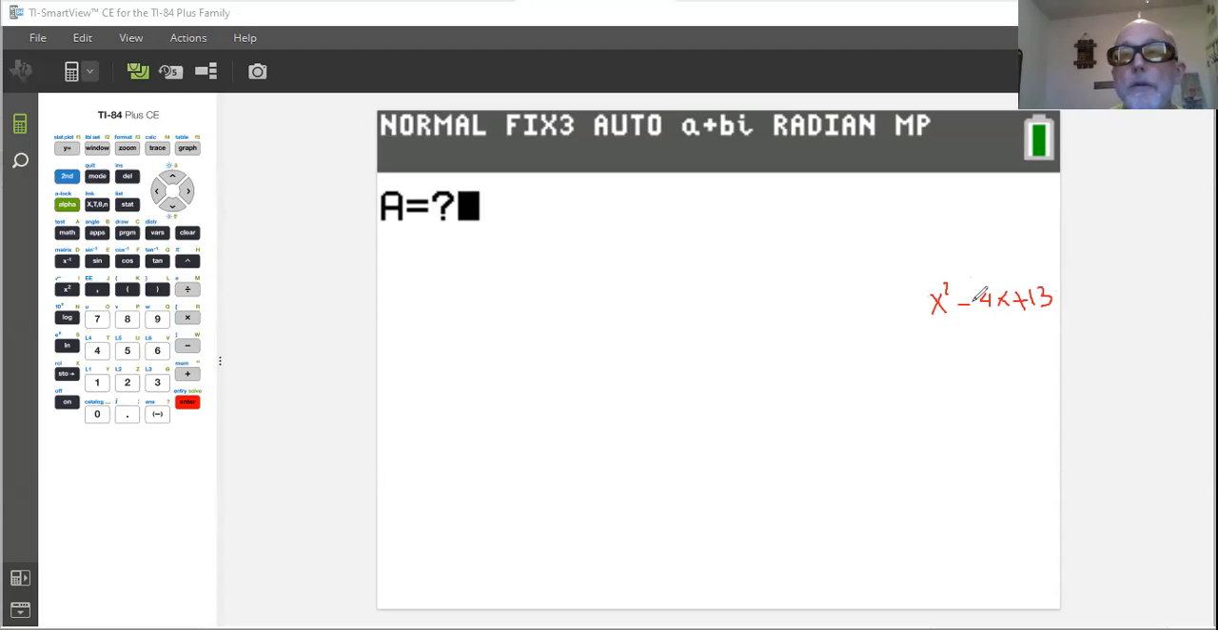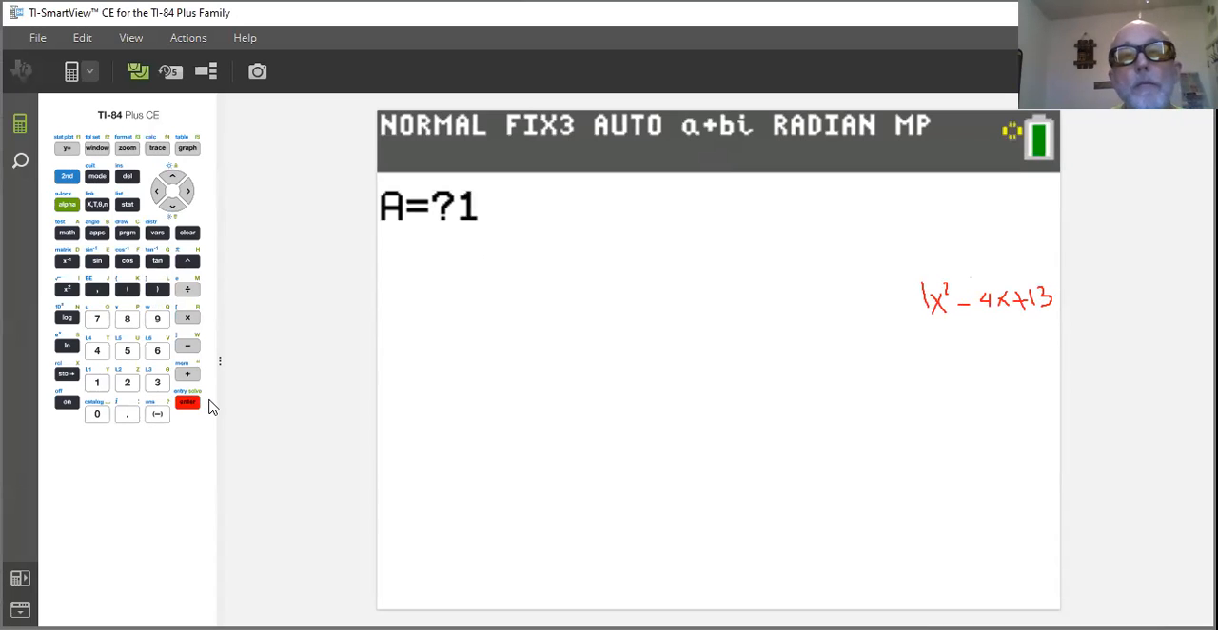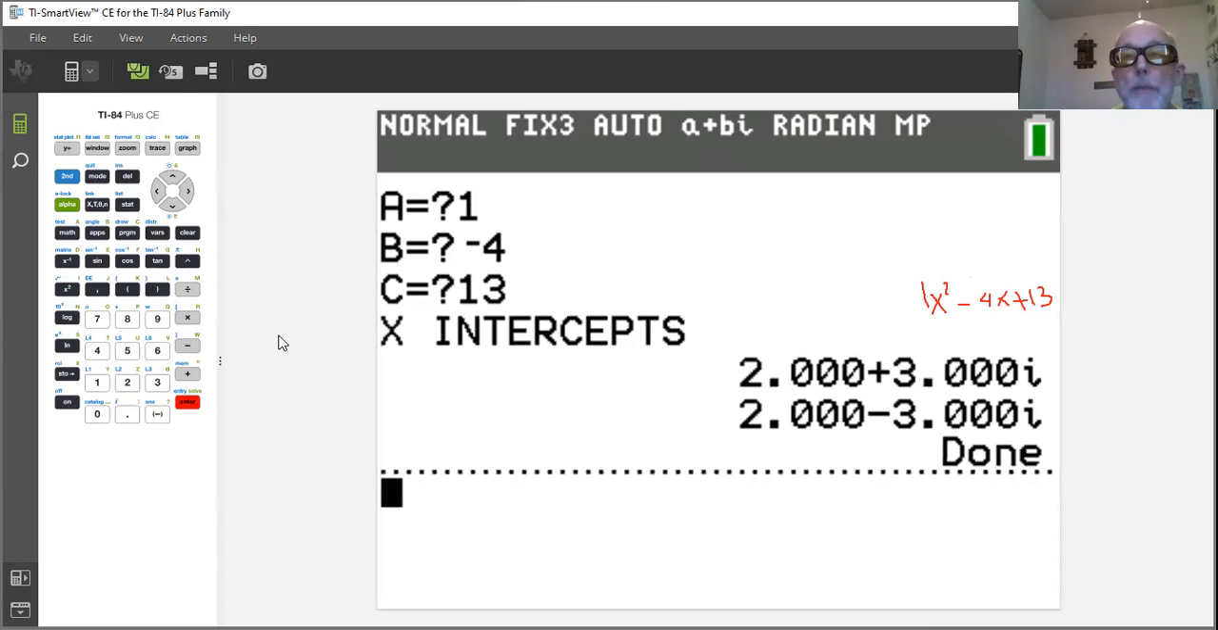All right, so what's A? A is the number in front here. It is 1. So I'm going to put in 1 and then hit enter. What's B? -4. Hit enter. What is C? 13 on the nose. Hit enter. Now, look at that. We don't have x-intercepts. I should say, these are not x-intercepts, right? I think my program needs a little work, but these are complex zeros, right?